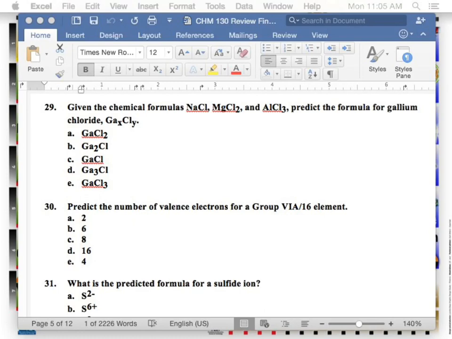So, if we go through and take a look, what did we say? Gallium looks like aluminum. So we're looking at GaCl3.